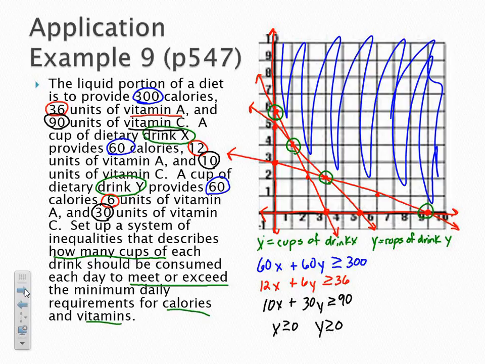Right? So if we wanted to meet the minimum daily requirements here, we could drink 6 cups of drink Y and nothing of drink X. We could drink 1 cup of drink X and 4 cups of drink Y. We could drink 3 of X and 2 of Y, or we could drink 9 cups of drink X and none of drink Y. All right? So that's an example of a story problem.